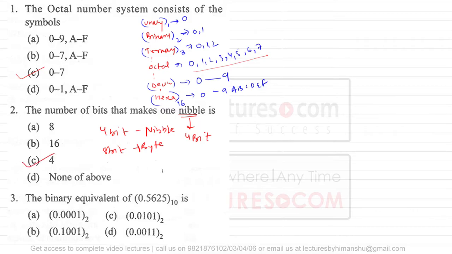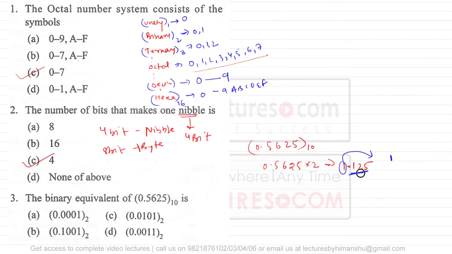Now for question 3, they are asking for the binary equivalent of the given number. They are giving us a decimal number, and they are asking what is the binary equivalent of this number. This number is 0.5625 with base 10. Now if you want to convert this number to binary, you are going to multiply it by 2. So we have 0.5625 multiplied by 2, let me use a calculator here, that is going to give us 1.125.